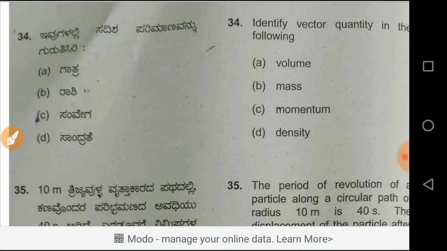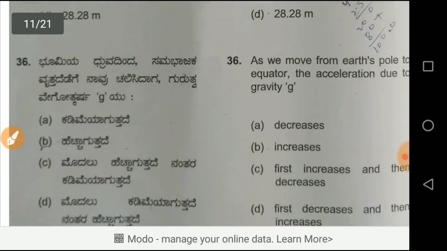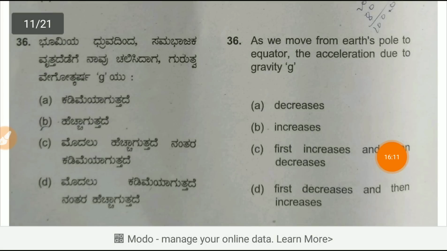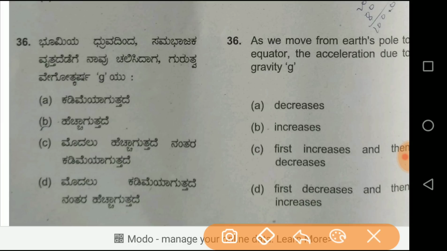Now, next question: as we move from Earth's pole to equator, the acceleration due to gravity g, what happens? Here, let us consider the Earth.